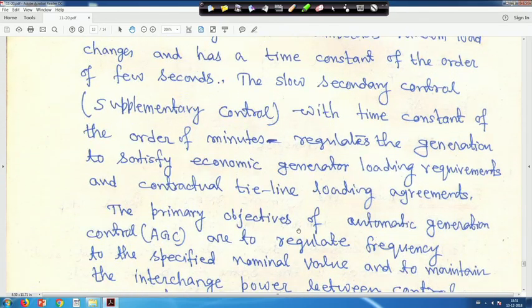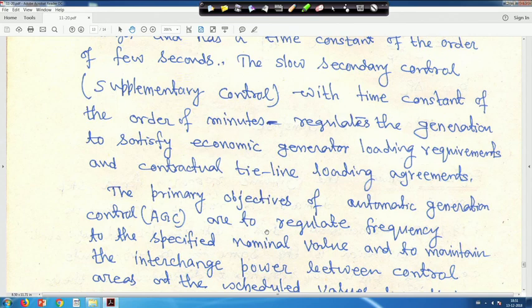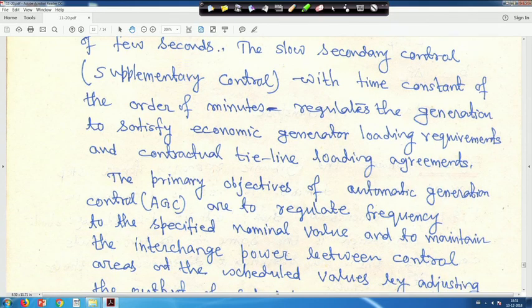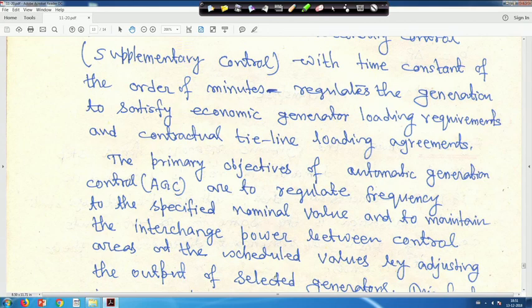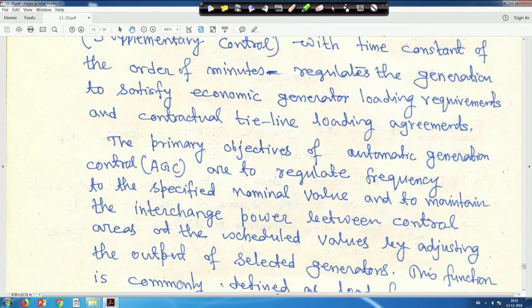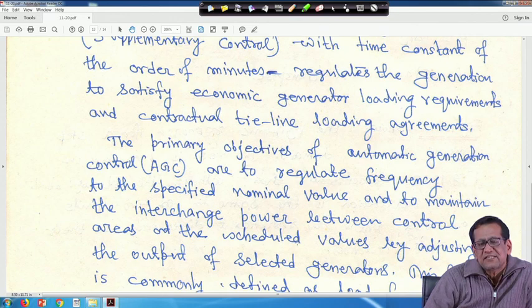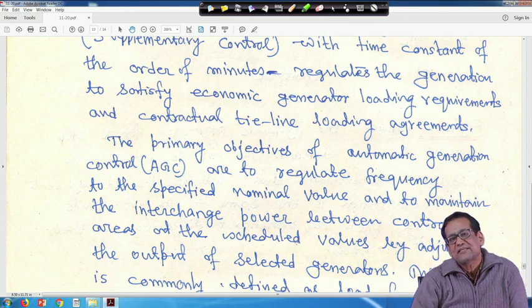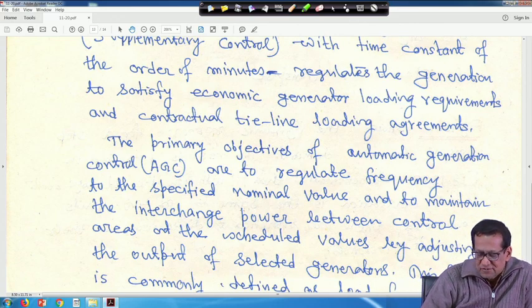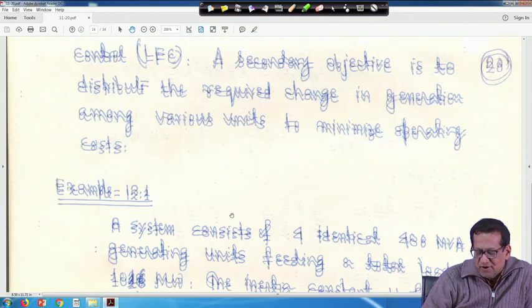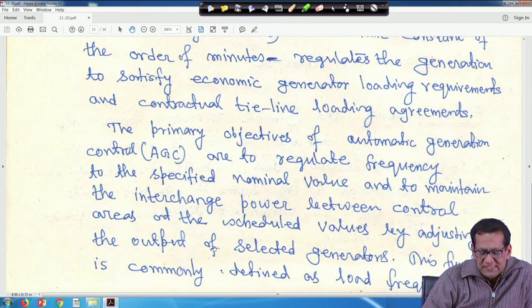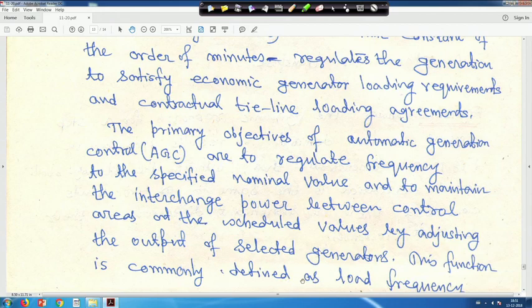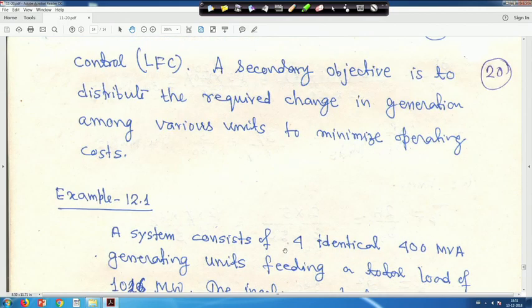The primary objective of automatic generation control, that is AGC, is to regulate frequency to the specified nominal value and to maintain the interchange power between control areas at the scheduled value by adjusting the output of selected generators. That means many power systems are interconnected together, and they have some scheduled interchange power through the interconnecting lines, which we call tie lines. So this function is commonly defined as load frequency control.